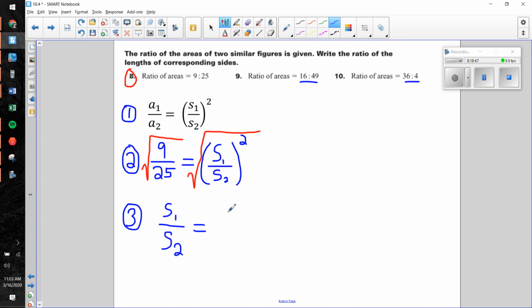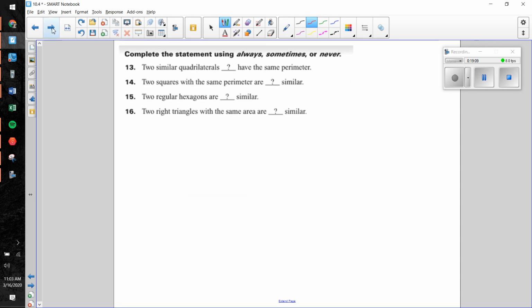When we take the square root of 9, we get a 3. And when we take the square root of 25, we get a 5 down underneath that. And that right there, everybody, is exactly what they asked us to find in this problem. Find the ratio of the lengths of corresponding sides, and we got it right here at 3 to 5. Okay, moving right along right here.